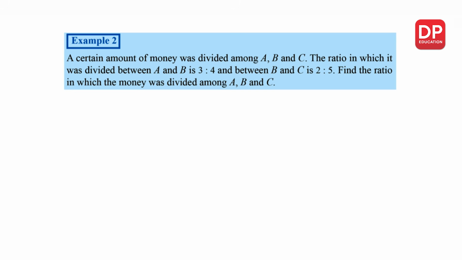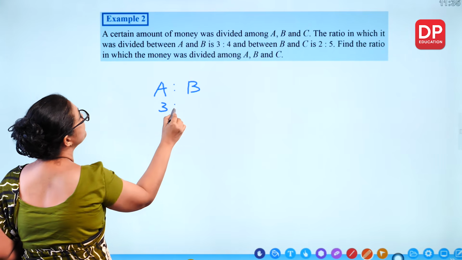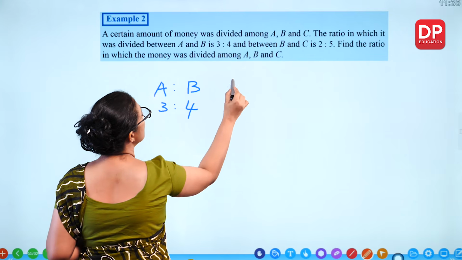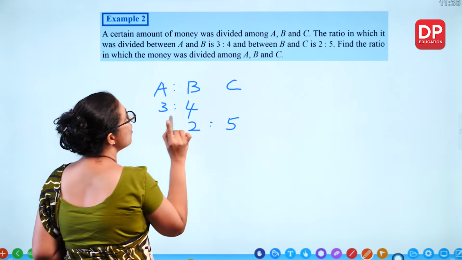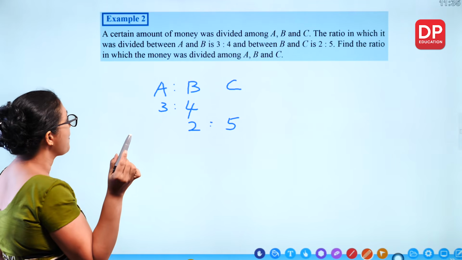Example number 2. A certain amount of money was divided among A, B and C. The ratio in which it was divided between A to B is 3:4. And between B and C, that's 2 to 5. Find the ratio in which the money was divided among A, B, C.